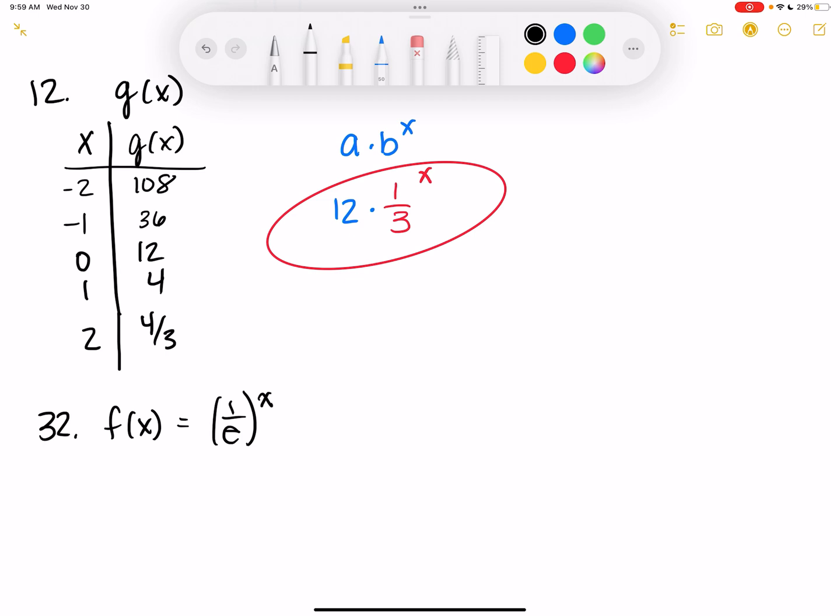So would this be growth or decay? That is such a good question. Let me just refresh. Remember, e is a number. Wouldn't it be decay? It's decay, because it's a fraction. It's a fraction with a positive exponent.